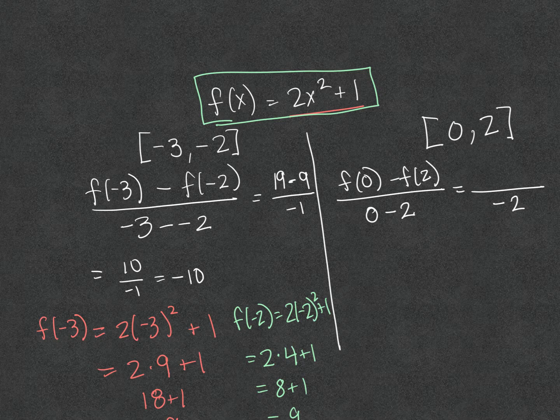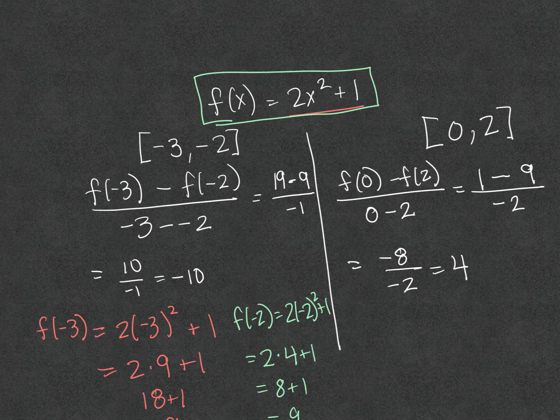On the top, when I put 0 in here, I get 0 plus 1, which is 1. Minus, when I put 2 in here, I get 2 squared plus 4, or 2 squared is 4, times 2 is 8, plus 1 is 9. So this is going to be negative 8 over negative 2, which is 4. So my average rate of change here is 4.